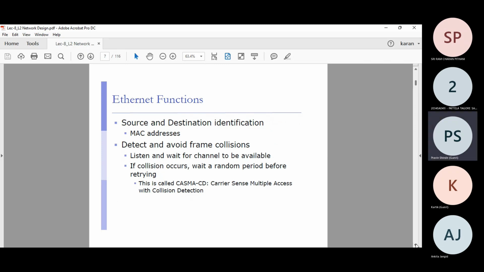Source and destination identification uses the MAC address. Detect and avoid frame collisions: listen and wait for the channel to be available. If a collision occurs, wait a random period before retrying. This is called CSMA/CD, carrier sense multiple access with collision detection. That is an Ethernet function.